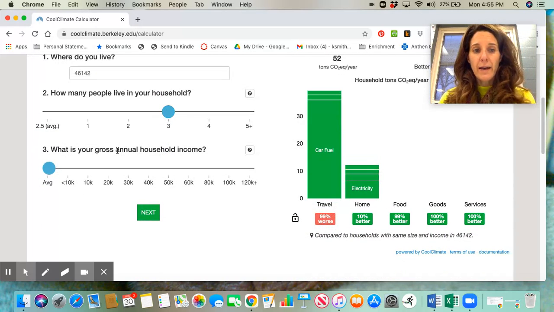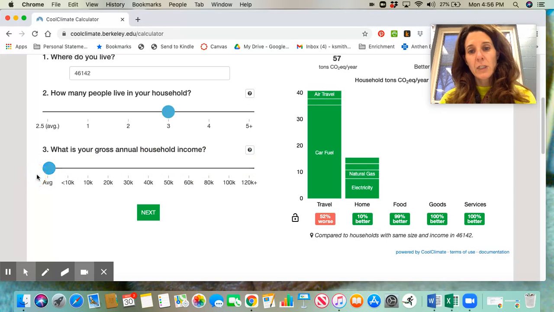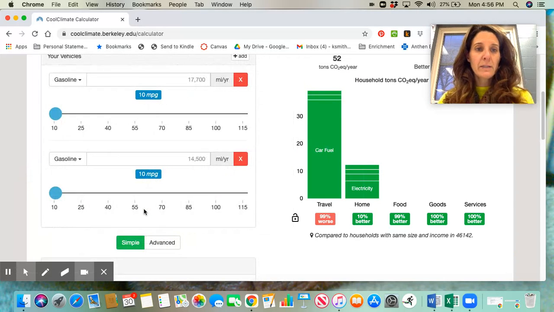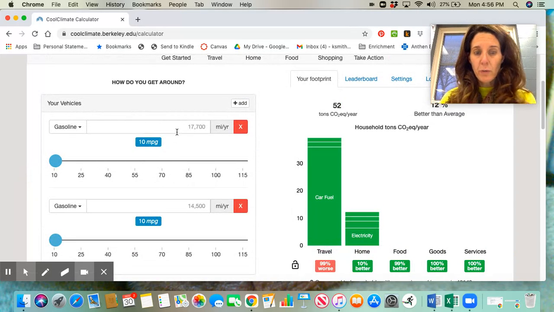What is your gross annual household income? You can just leave this as average, but if you know your household income, then you can definitely click and drag this blue dot to how much money your household makes, or you can just leave it on average. Click next. This is where you want to enter information about your automobiles.